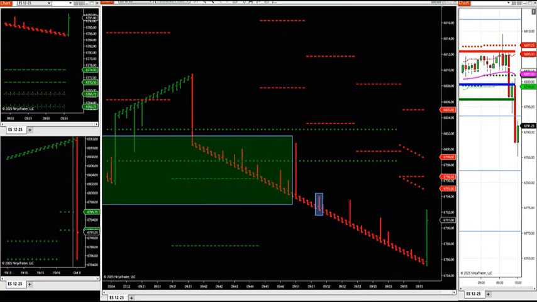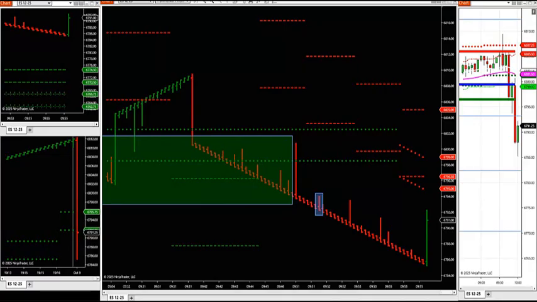Where's my target? These targets were projected at 8:30: 82.5, 70.25. So you can put those on your chart when you're breaking down. 80.5, 70.25.